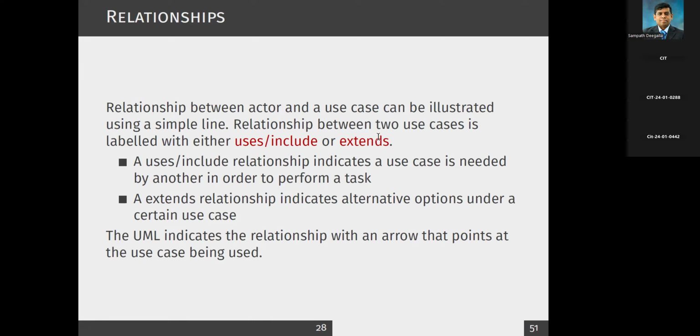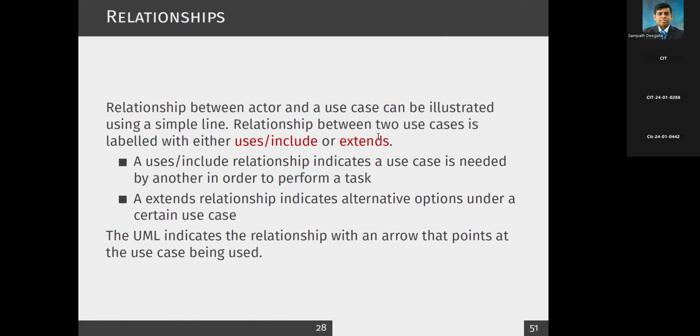Sometimes you can notice an arrow. A line will not indicate a particular direction, but if you want to show a direction, you can use an arrow. You can also label sometimes. When you want to label, there are two labels we usually use. We can use uses or include, or we will say extend.